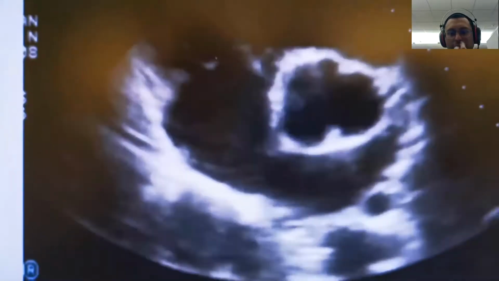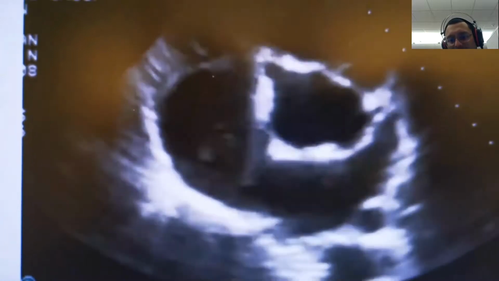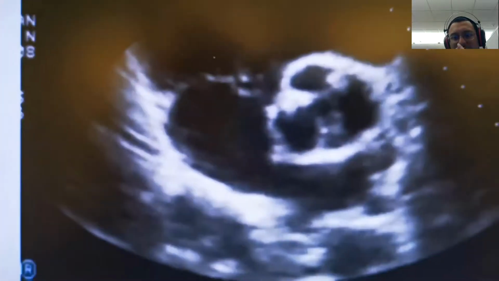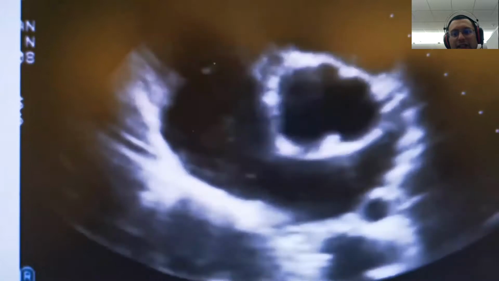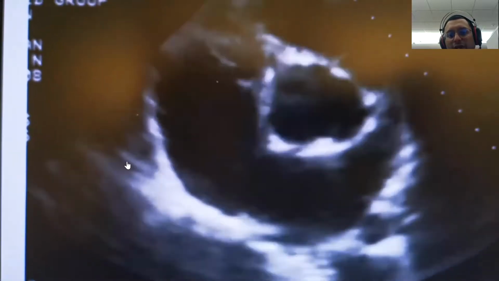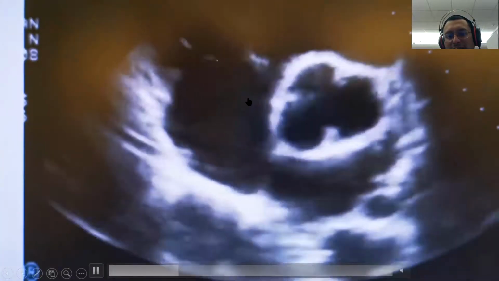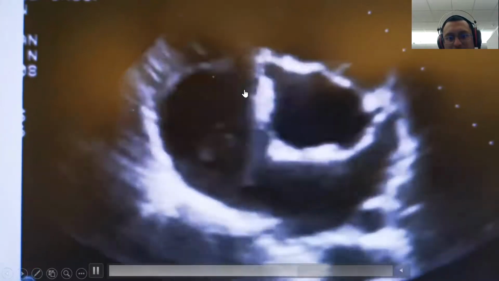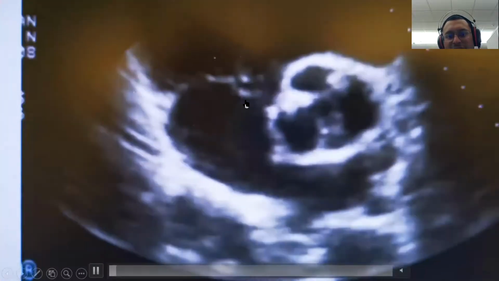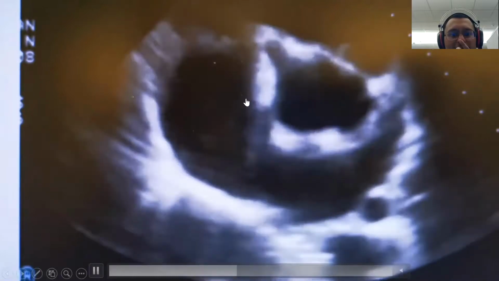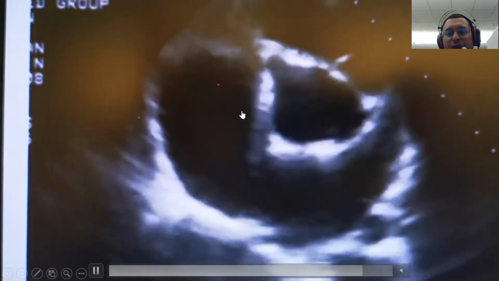Okay, so is it clearer here now? Okay. So this is a unicuspid aortic valve. I just wanted to ask you all, what leaflet is this? Bicuspid. Yep, which leaflet? Sarah, I would expect you to know this is a bicuspid valve.